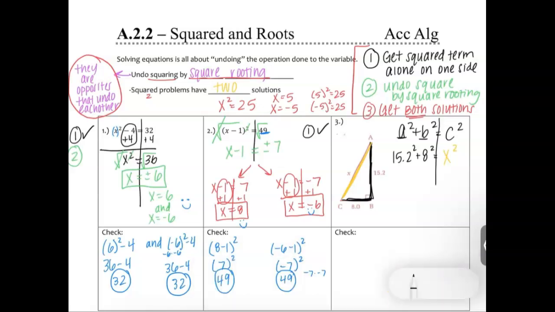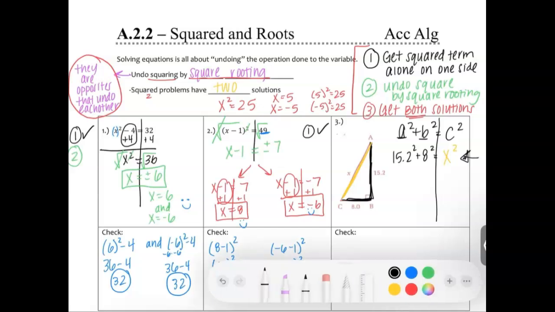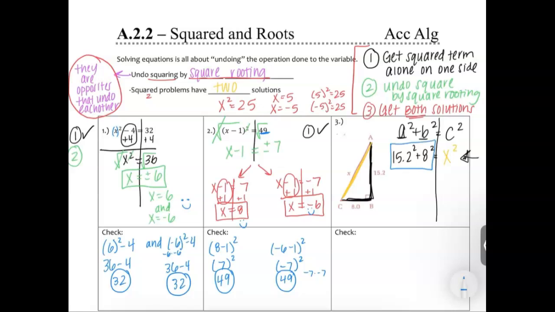So our steps: get the squared term alone on one side. Well, the squared term is alone right there. So before we undo the square, we actually have to solve this out. Please use a calculator. In fact, I'm going to pause the video so that I can put my calculations in. Put this in your calculator and see what you get. Alright, you should get 295.04.